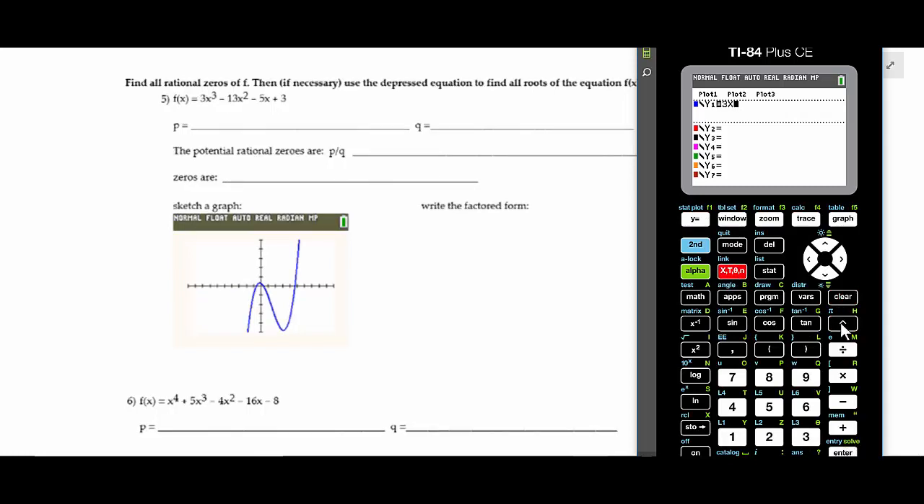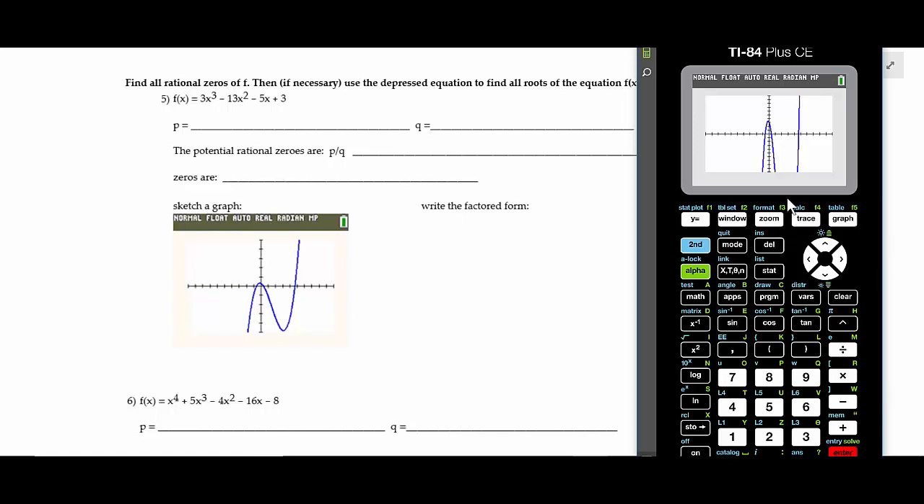So I'm going to have 3x to the third, and then minus 13x to the second, and let's see, minus 5x, and then plus 3. Okay, I'll just do that in the standard window, so I can see what's going on. Okay, so it looks like these are going to be at fractional values. I suspect one of them could be a half. I'm just going to take a guess on that. I don't think that would be the case. I may have to do that P over Q list after all.